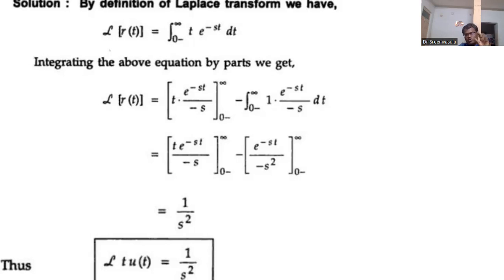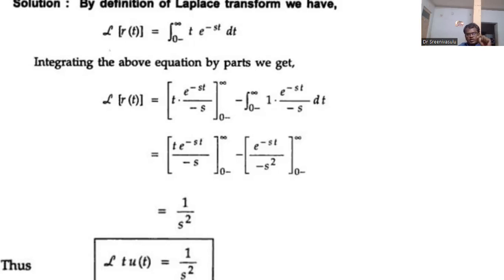Now you need to concentrate on the exponential term. In this exponential term, e power minus infinity into s is there. Suppose this s is greater than 0. Then e power minus infinity goes to 0. But if we assume s is less than 0, s value is going to be negative, minus into minus plus, and this is going to be e power infinity. It is not going to exist.